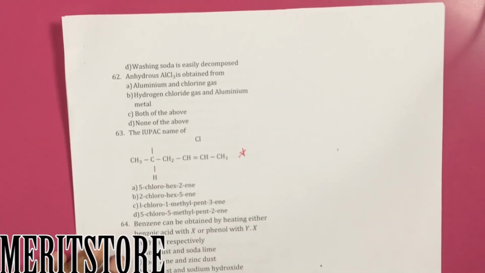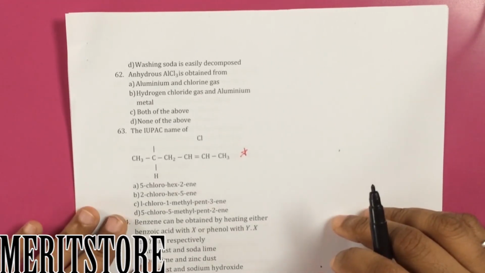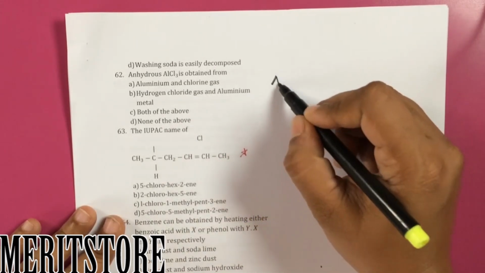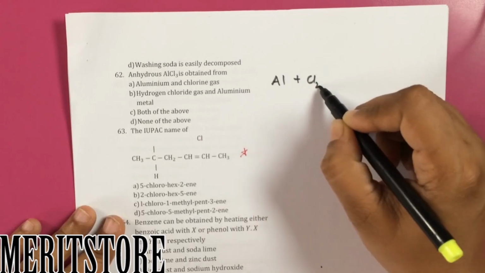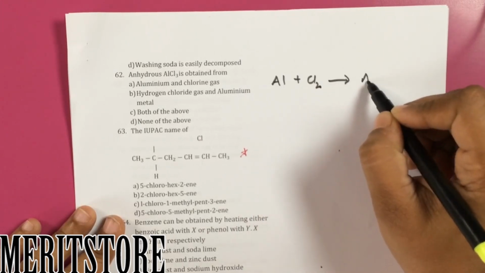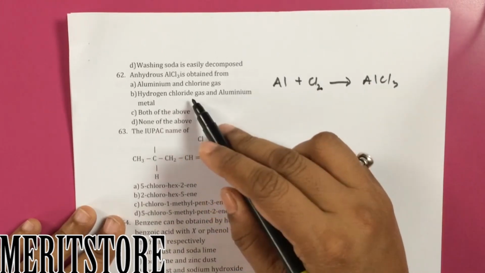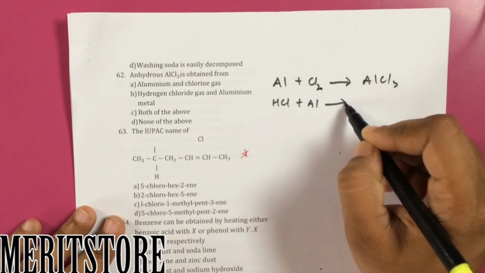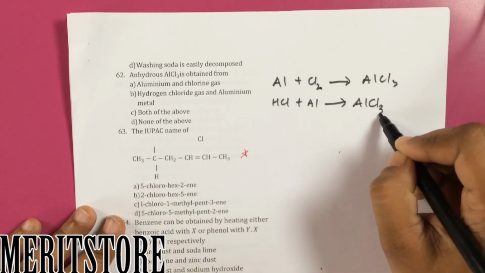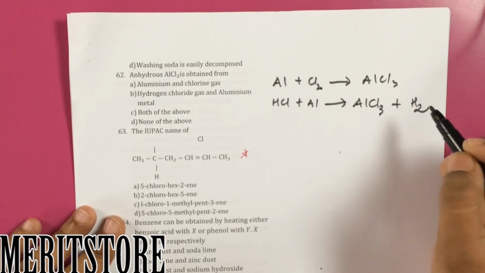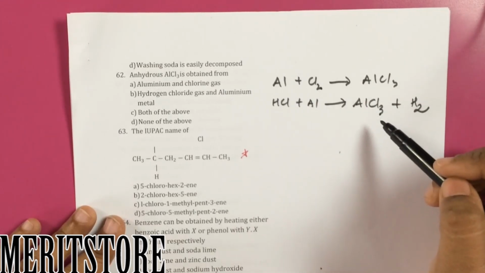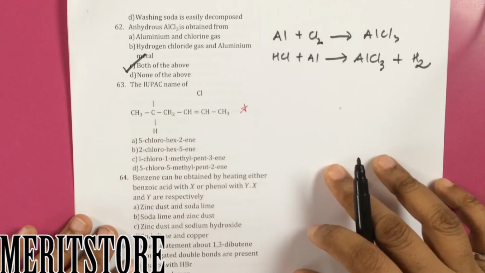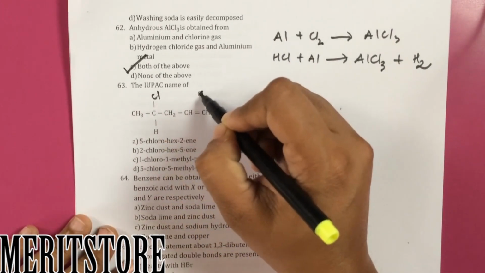Question number 62. Anhydrous AlCl3 is obtained from aluminium reaction with chlorine. So when aluminium reacts with chlorine, we get formation of AlCl3. Hydrogen chloride reacts with aluminium. When HCl reacts with aluminium, that time also we get formation of AlCl3 with the liberation of hydrogen gas. So both these methods give us the formation of AlCl3. Therefore option C.